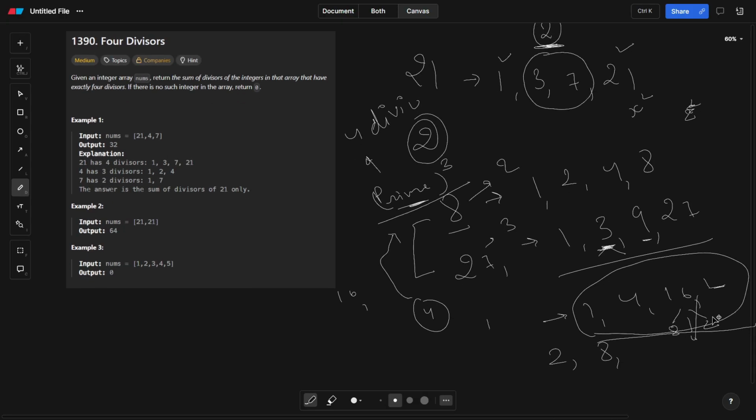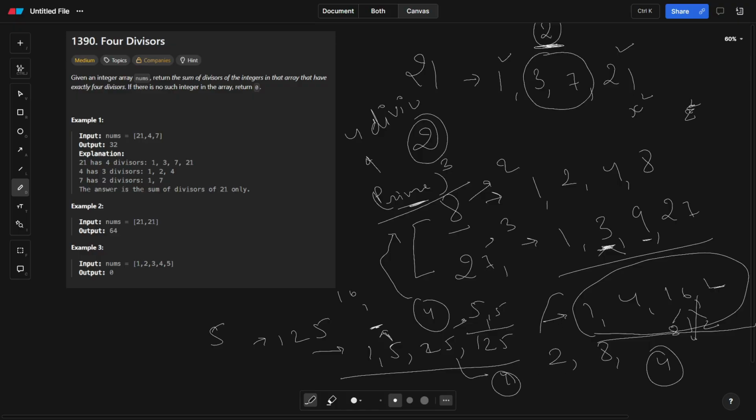So that creates more than 4 divisors. Let's suppose 5 is a prime number. The cube of 5 is 125. Now 125 is divisible by 1, 5, 25 and 125. Why a prime number? Because a prime number cannot be divisible by any other number, so it cannot make more than 4 divisors.